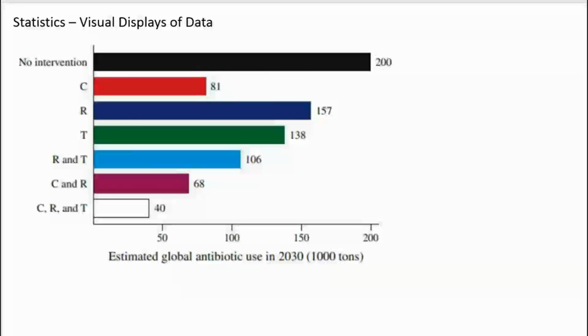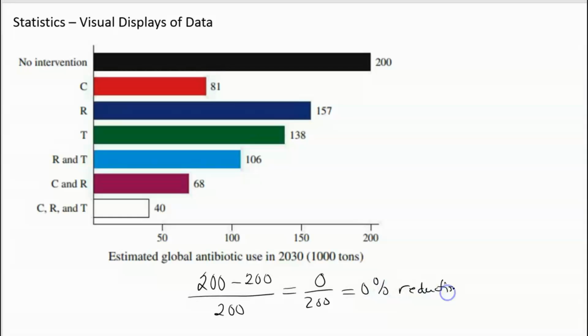Well, you could say 200,000 minus, and we're going to leave off the thousand, minus where it is, 200. But then we divide that by the total amount, which is 200. That's going to give you a percentage. So this is 0, right? 0 on top divided by 200, so 0% reduction. If we don't do anything, then it's not going to reduce. So that's what they're trying to say there.